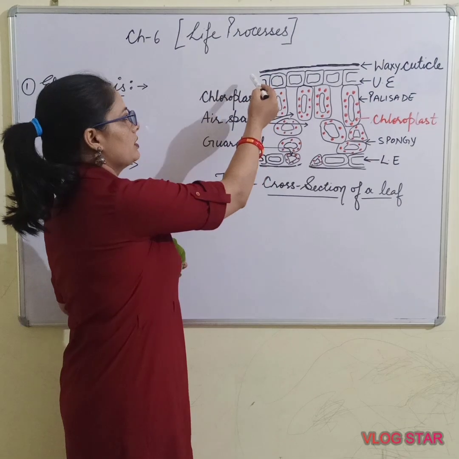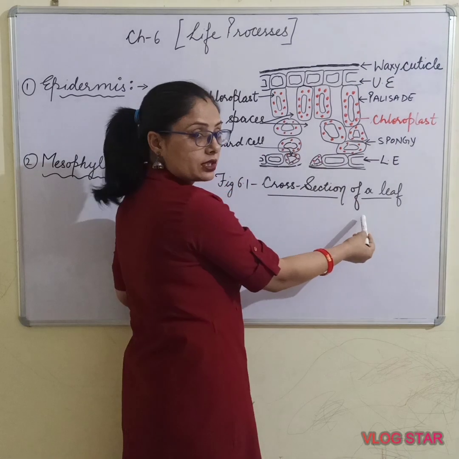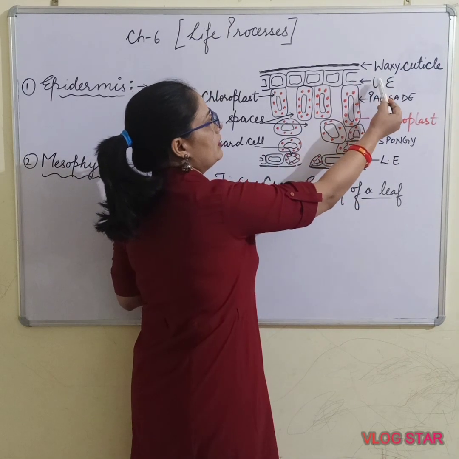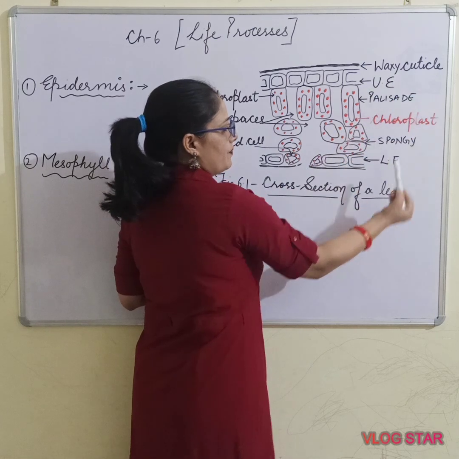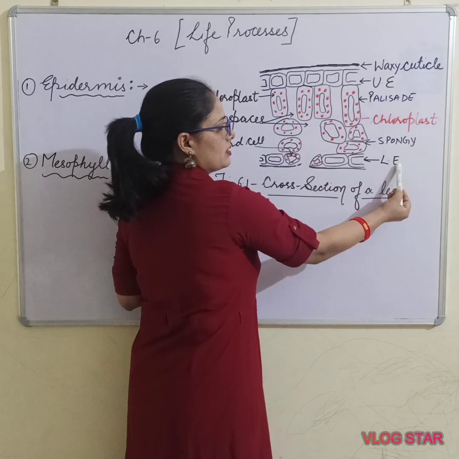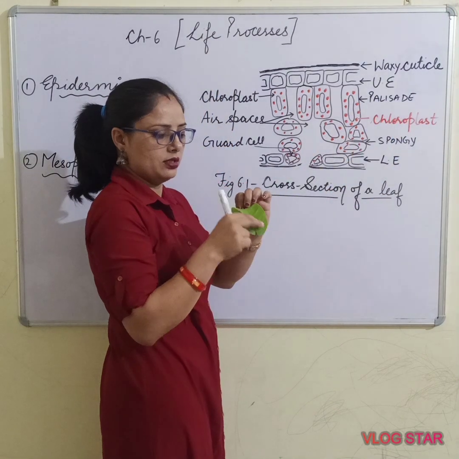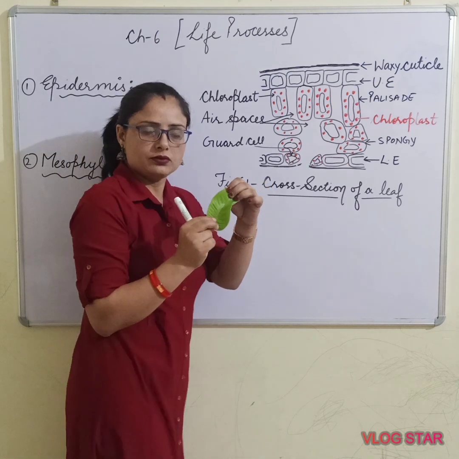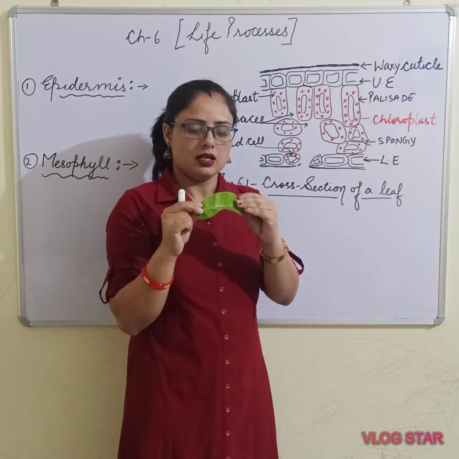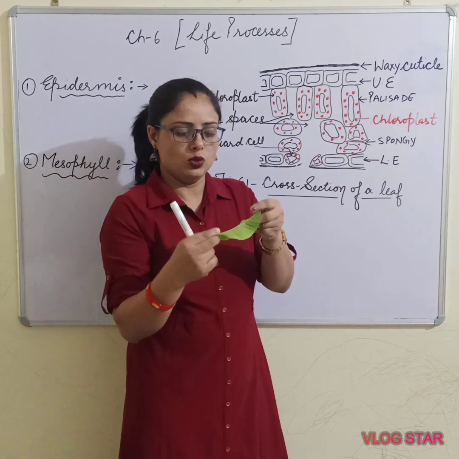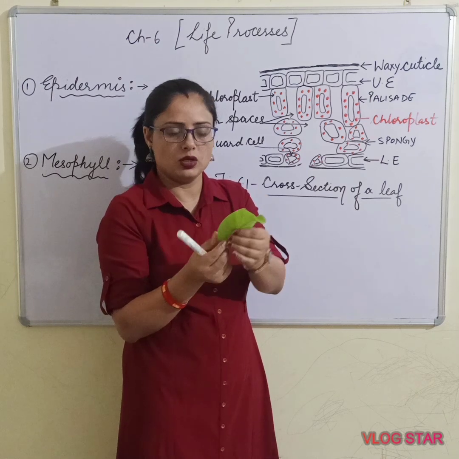Here I have drawn the structure of this dorsiventral leaf, and as you can see on this structure, there are two epidermis. This is the upper epidermis, this is the lower epidermis. This upper epidermis lies at the dorsal surface. Upper means the epidermis which is present at the dorsal side, and the lower epidermis is present at the ventral side, the lower surface.